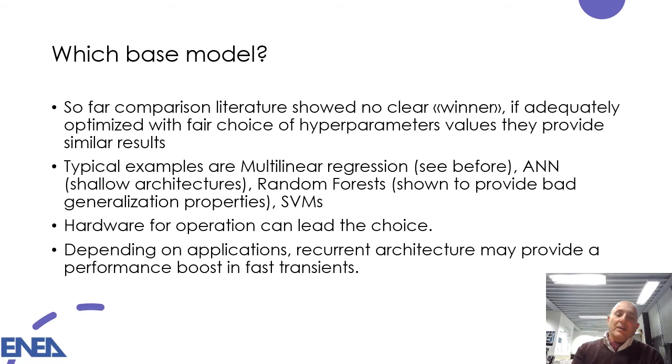As I said before, random forest is sure to provide bad generalization properties when it's forced to operate in conditions which are outside the boundaries of what has been seen, or what has been considered, in the training set. That's basically because each of the trees of the random forest will output a constant value outside of the range of the values it has been trained with. So basically, it will fail to provide the correct answer outside of that range.